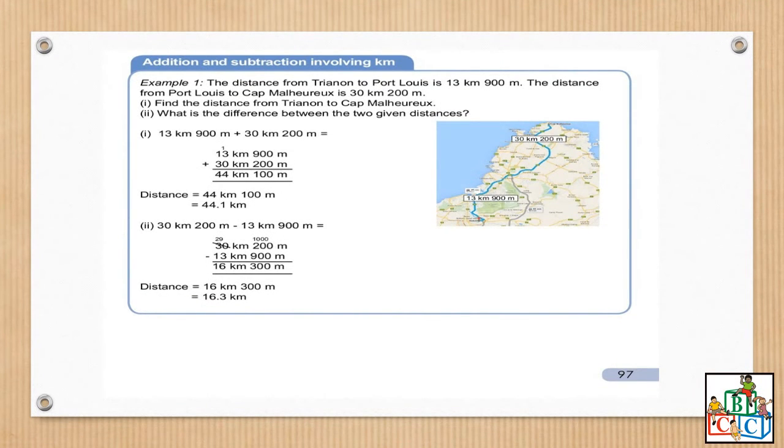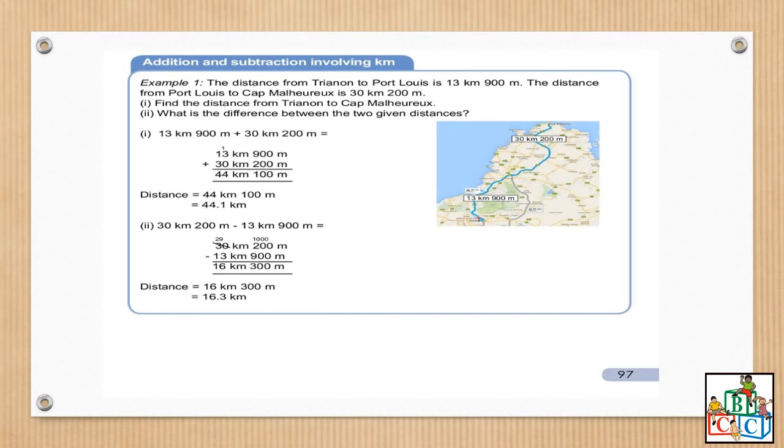Addition and subtraction involving kilometers. Let us read the example. The distance from Trianon to Port Louis is 13 kilometers 900 meters. The distance from Port Louis to Cap Malheureux is 30 kilometers 200 meters.